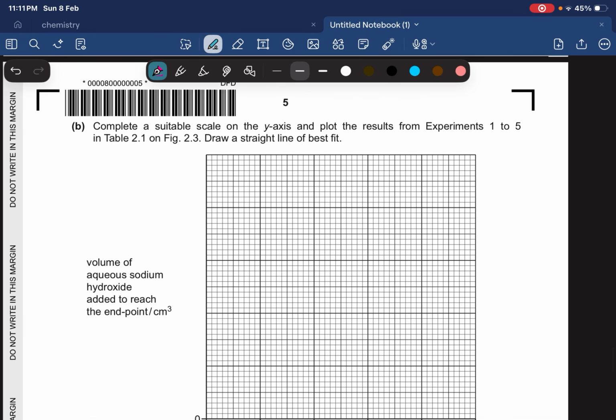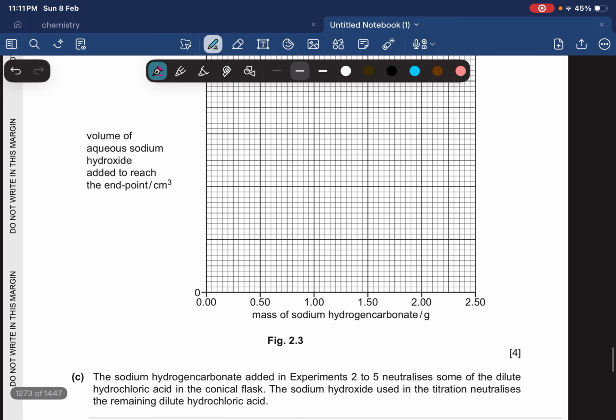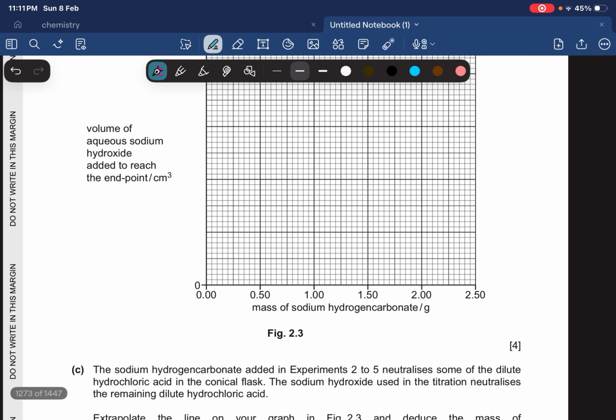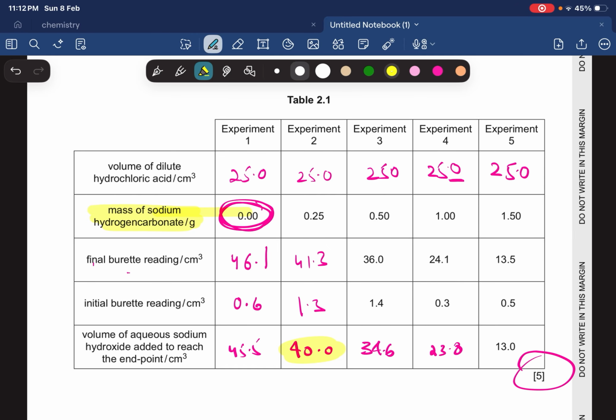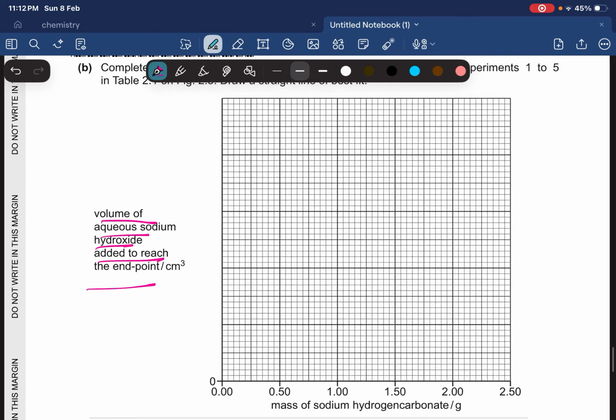Complete a suitable scale on y-axis and plot the results from experiment 1 to 5 in table point 1. And then we have to draw a line of best fit. Volume of aqueous sodium hydroxide added to reach the end point. For 0 mass, how much volume did we add? We have to plot this row against this row, right? If I am not wrong, these are the two rows we got to plot. So for 0 it's 45.5.